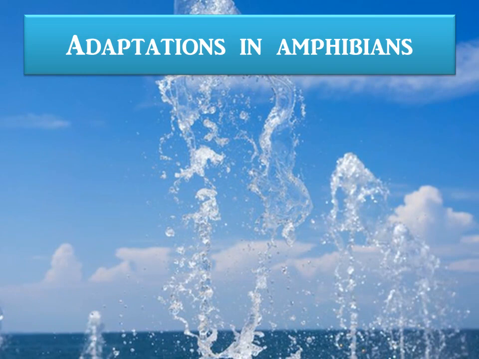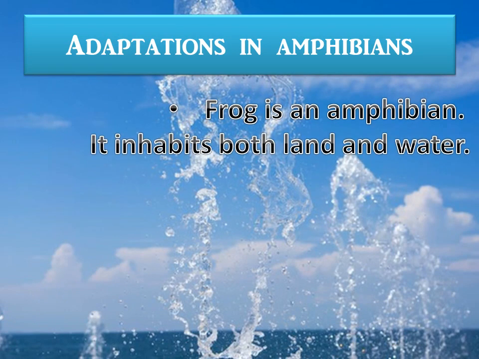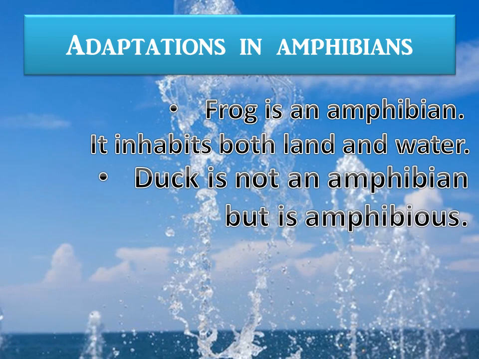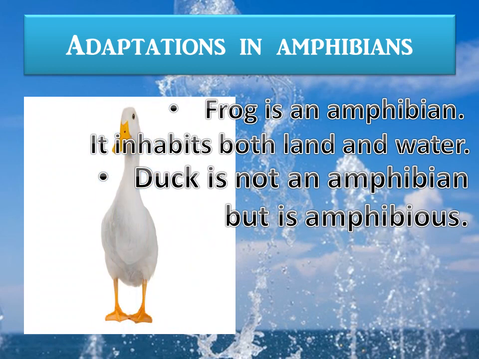Adaptations in amphibians. Frog is an amphibian. It inhabits both land and water. Being a true amphibian, it can breathe in water with the help of skin, and when on land, it breathes with nose or lungs. Duck is not an amphibian but is amphibious. It breathes only with the help of lungs. Duck is a bird, it cannot take oxygen dissolved in water.